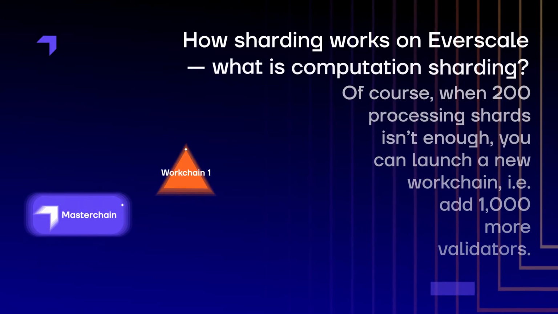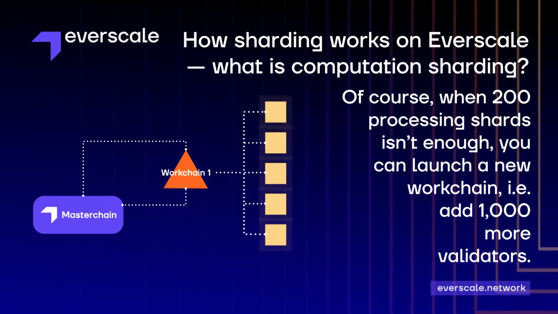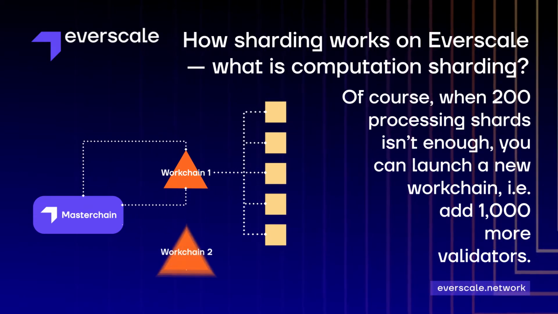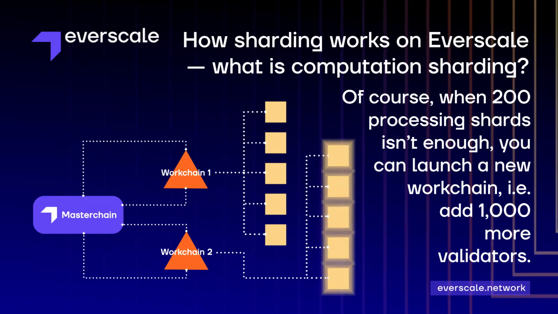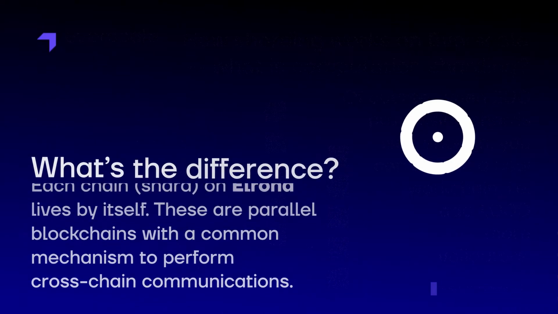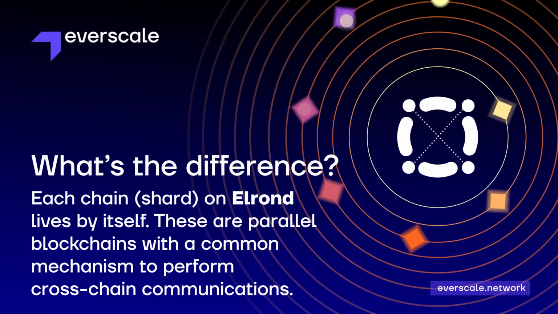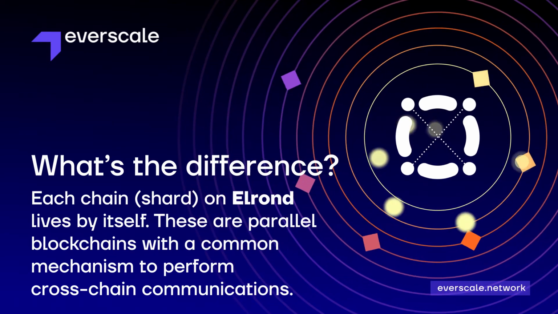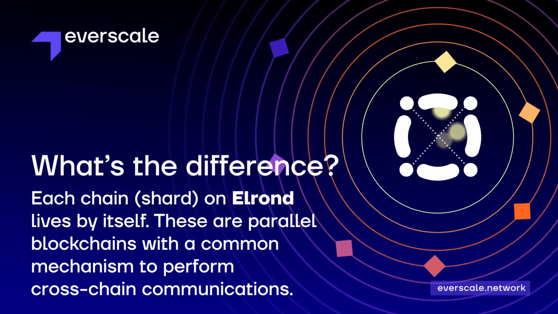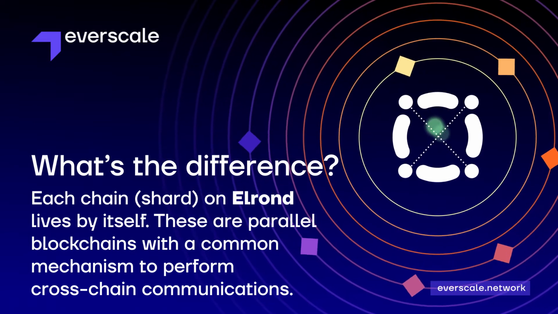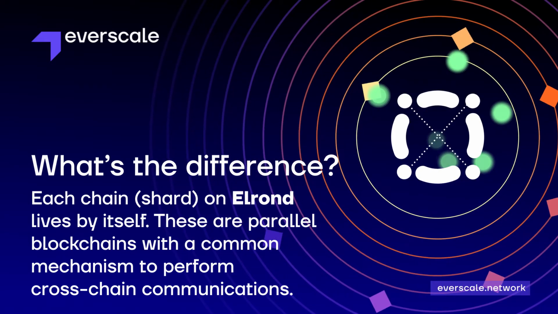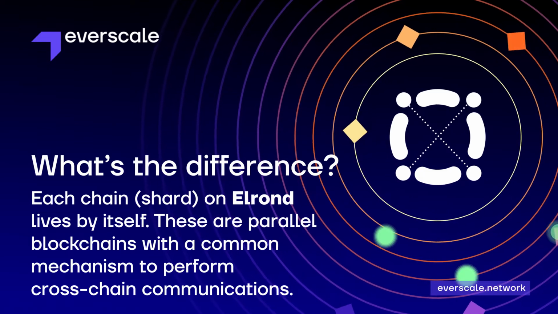Of course, when 200 processing shards isn't enough, you can always launch a new work chain, i.e. add 1,000 more validators. So what's the difference? Each chain or shard on Elrond lives by itself. It doesn't send any blocks to other chains. All of the data is different on all chains. These are parallel blockchains with a common mechanism to perform cross-chain communications.